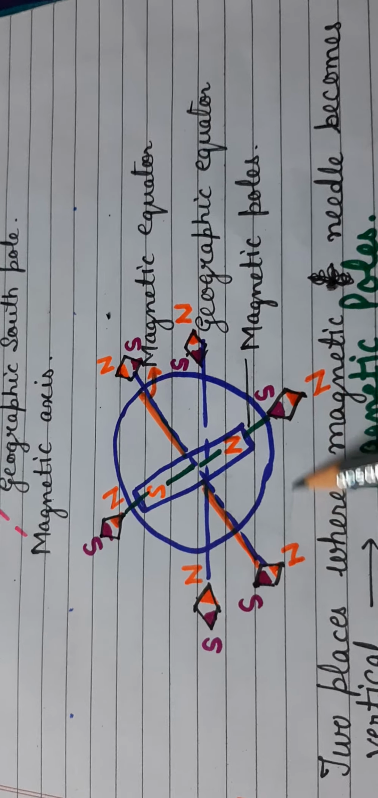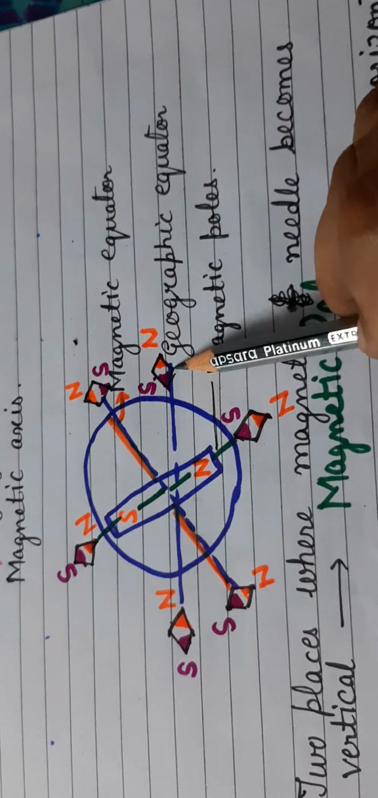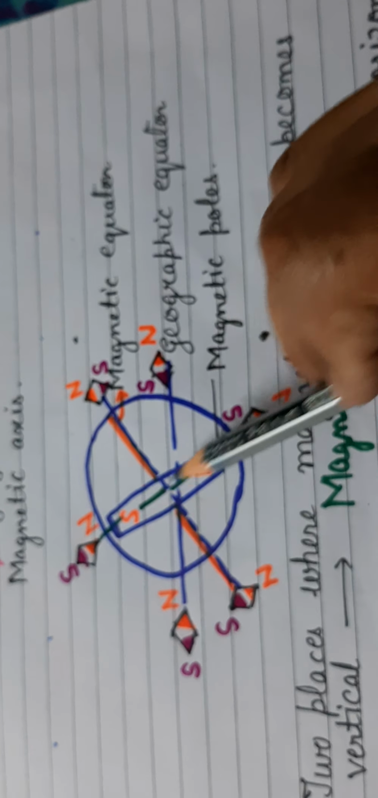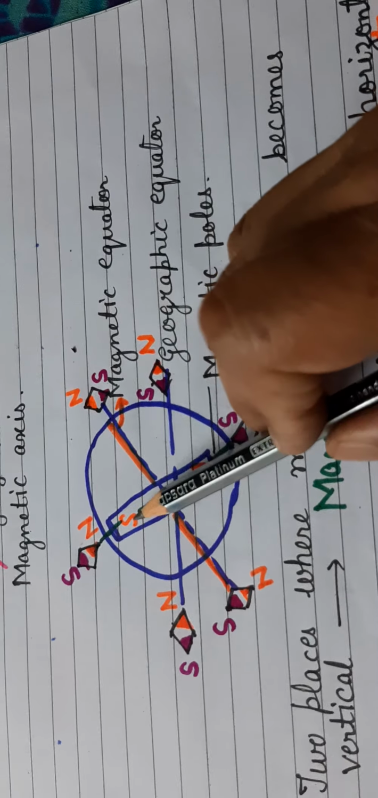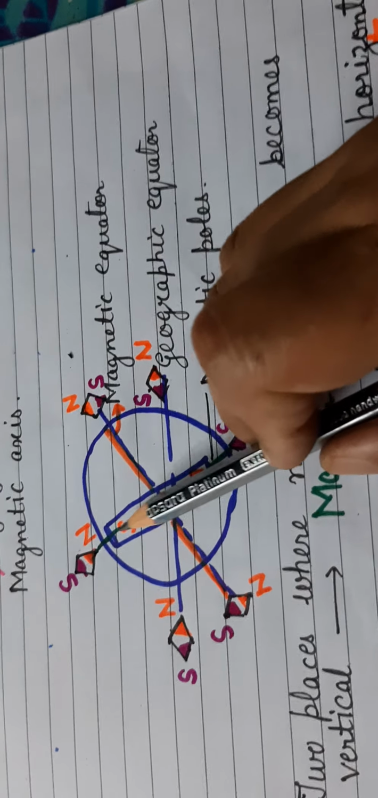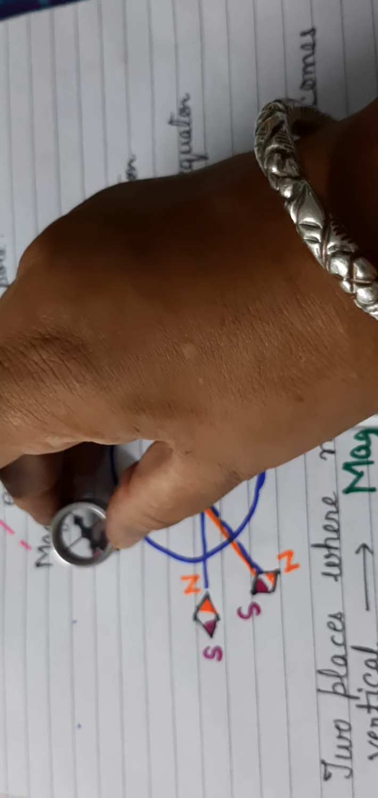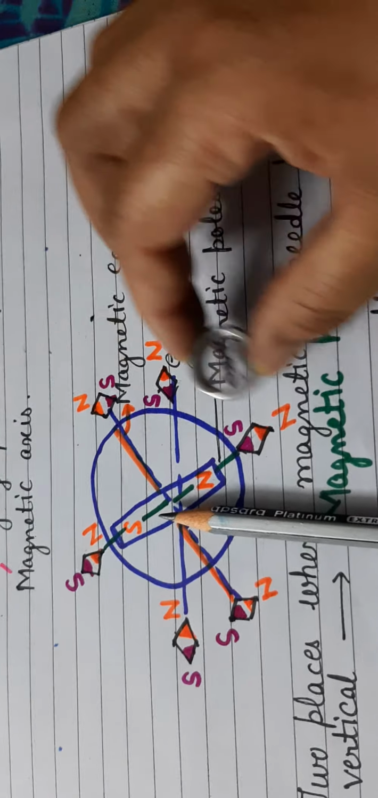This is the earth, right children? This is the equator, and this is the magnetic axis of the earth. This is the magnetic north of our earth. This is the magnetic south of our earth. And here I have drawn a magnetic needle, that is, this compass needle. This magnetic compass I have placed at different positions like this, at different positions of the earth, right?